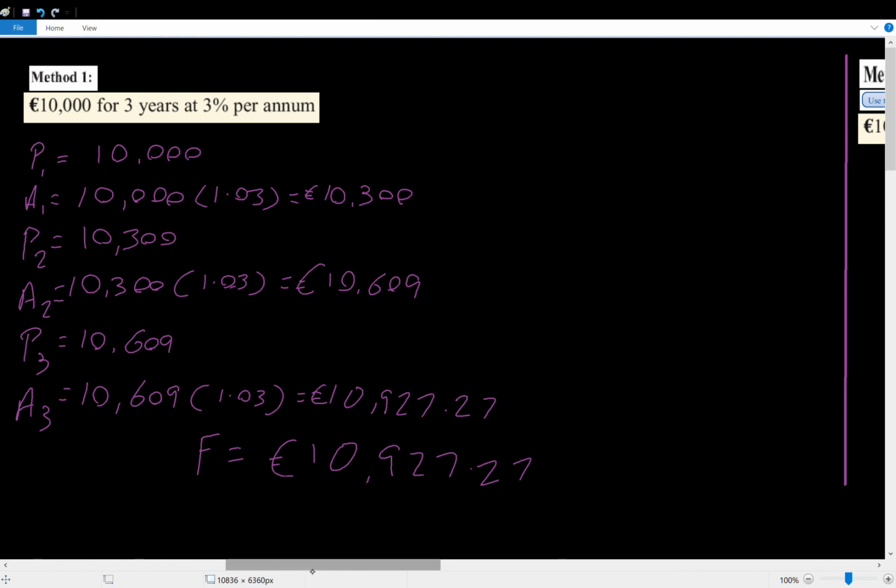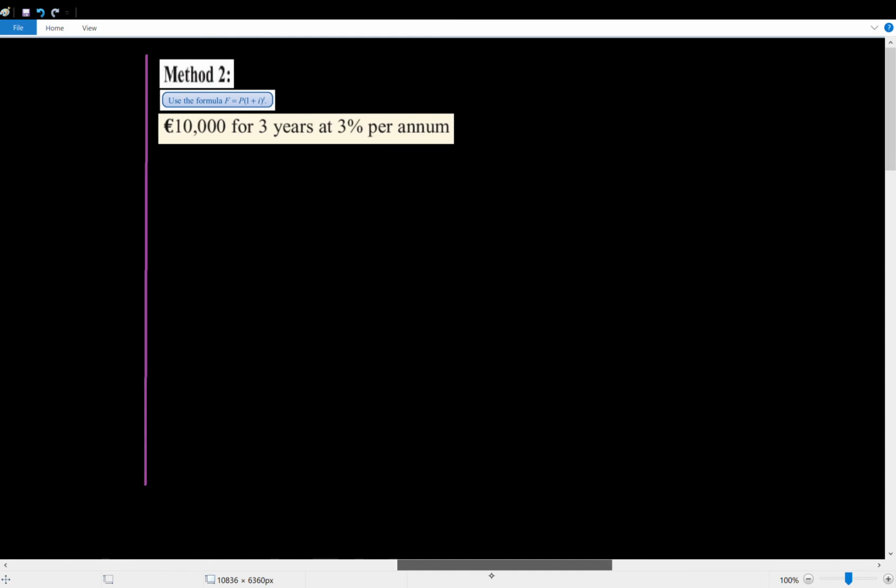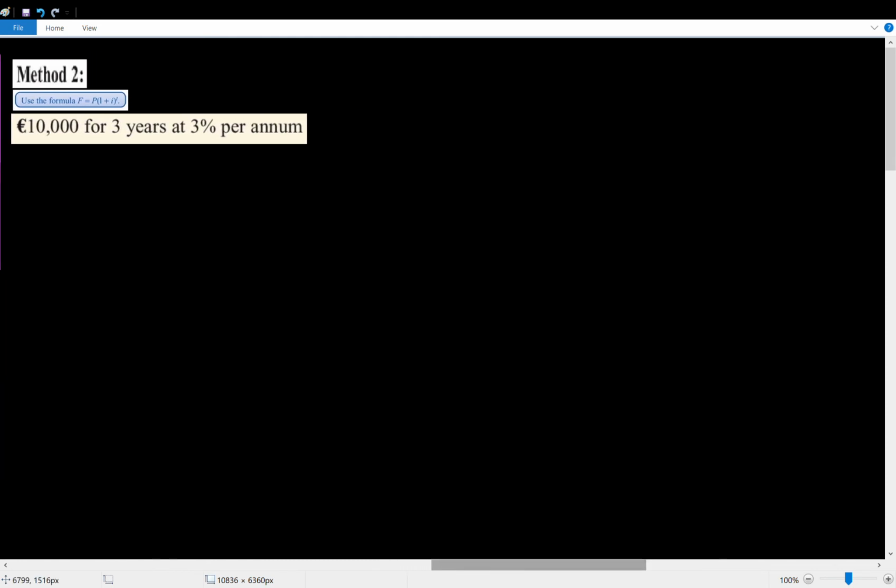Now we're going to do the same sum again, but this time using the compound interest formula. So using this formula, our F, which is our final amount, is going to be equal to P, which is our principal, and our principal in this case is 10,000. And I'm going to multiply that by 1 plus I. Now I is our interest rate expressed as a decimal. So 1 plus that is going to be 1.03, and that's going to be raised to the power of T. And T is our number of either weeks, months, or years that this is being invested for. In this case it's years, and it's 3 this time.